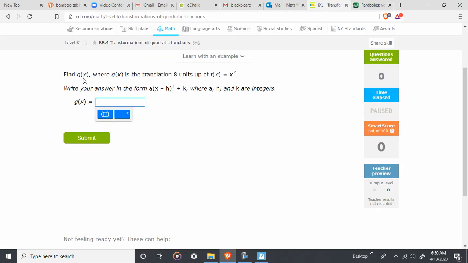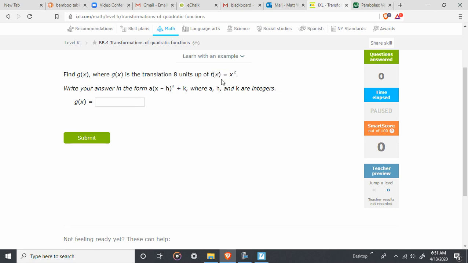So if they gave you something like this, find g of x, where g of x is the translation 8 units up to f of x, okay? Don't get caught up in the nonsense. They just want to know g of x, f of x, two different functions. F of x is the parent function. All they want you to do is take this and move it 8 units up.